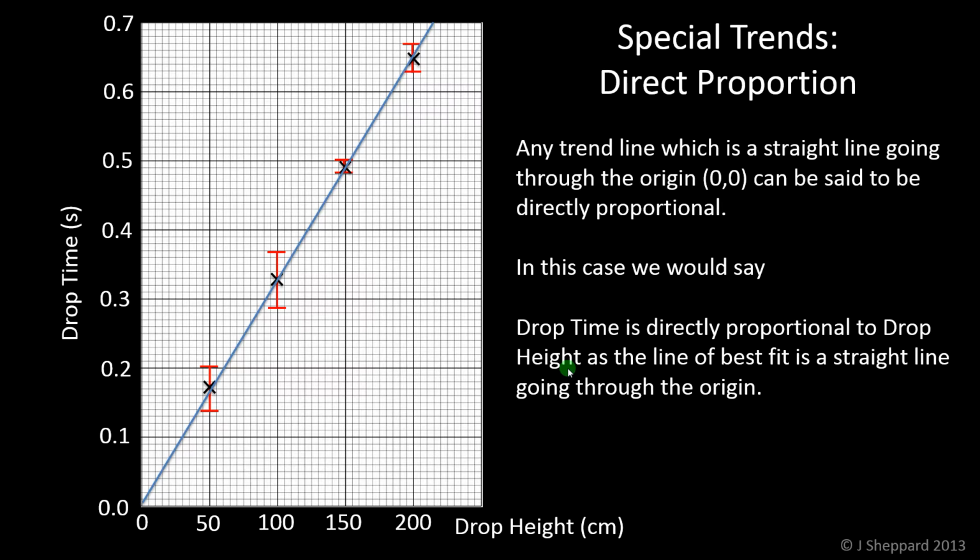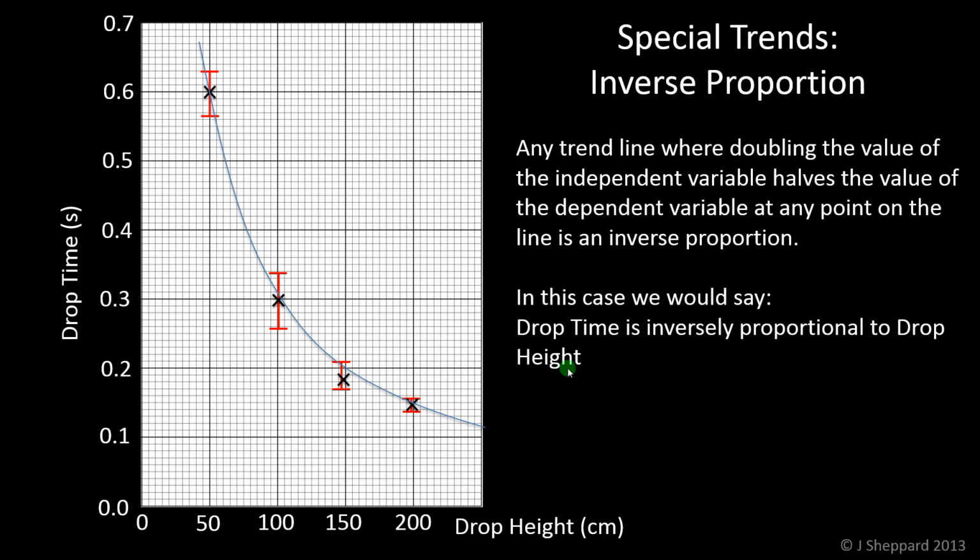So in this case, if these were the results we got from our drop height experiment, we would say that drop time is directly proportional to drop height, as the line of best fit is a straight line going through the origin. If that's what your data shows, you should try and use the words direct proportion as well if it's relevant. And then, ridiculous as it would be for the results to be this from this experiment, I'm just using the experiment as an example. You wouldn't get results like this from dropping a ball bearing.